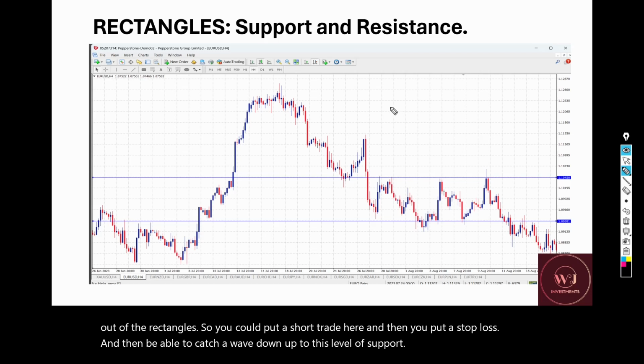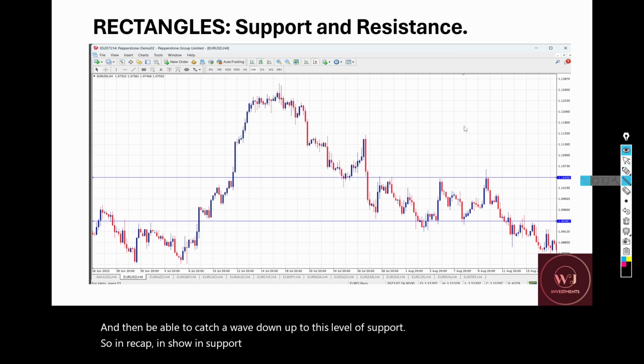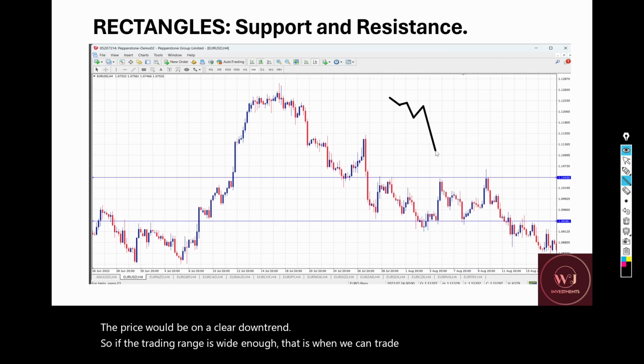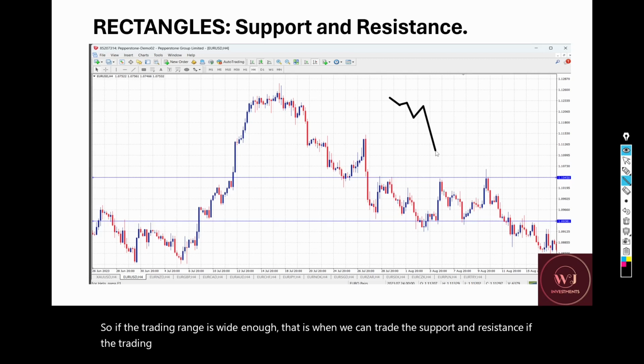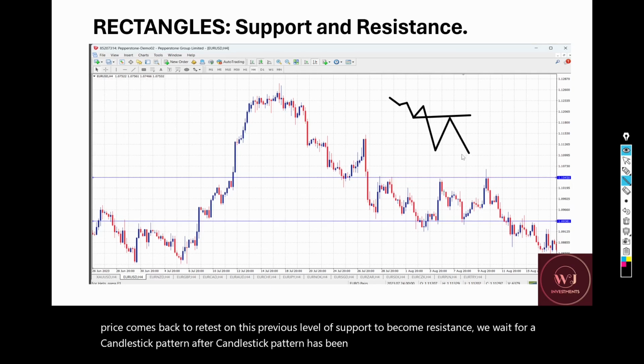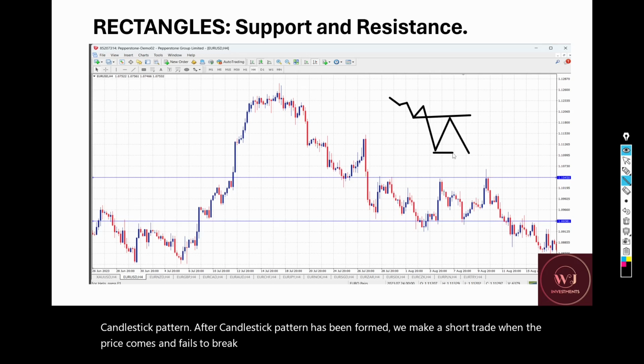So in recap, in support and resistance, what happens is that the price would be on a clear downtrend. So if the trading range is wide enough, that is when we can trade the support and resistance. If the trading range is not wide enough, then we do not trade the support and resistance. So when price comes back to retest on this previous level of support to become resistance, we wait for a candlestick pattern. After a candlestick pattern has been formed, we make a short trade. When the price comes and fails to break this level of support, we wait for a candlestick pattern and then we catch a new wave up.